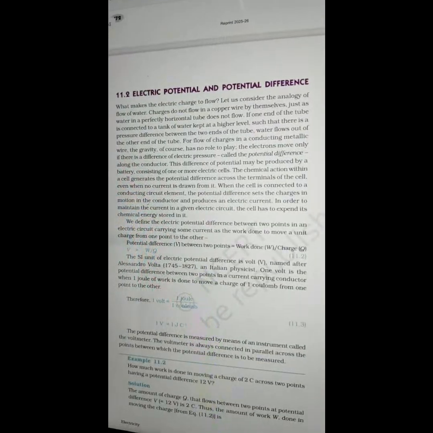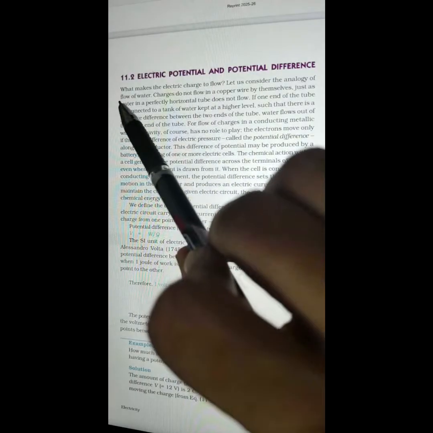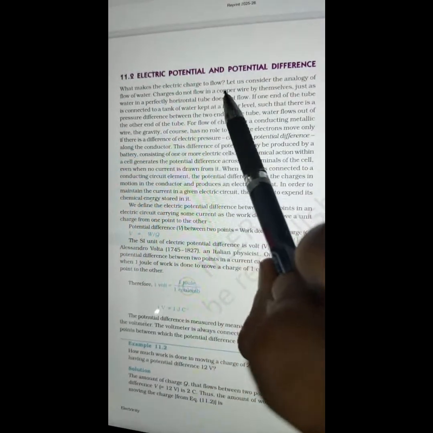Next topic, 11.2, electric potential and potential difference. What makes the electric charge to flow?